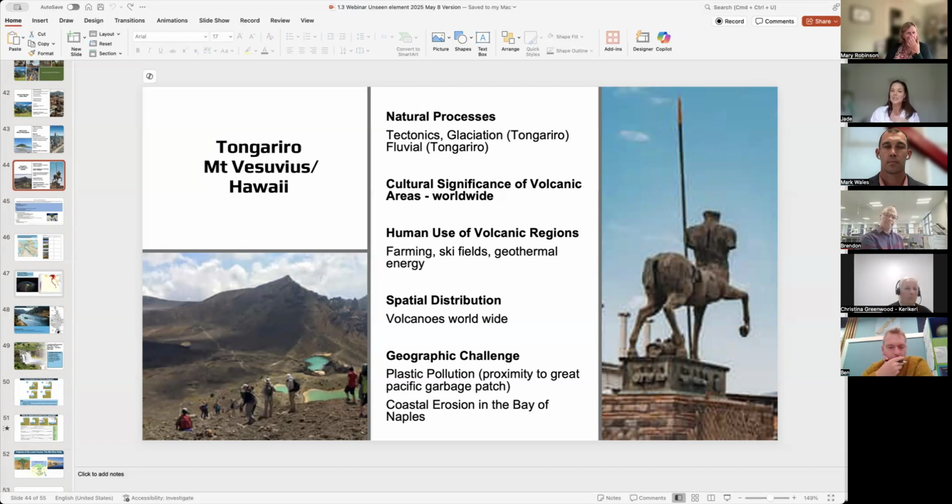So it is a really different way of doing things, but I think it would be a really engaging way to teach your students, and they would walk away from your course knowing lots of geography about different places.